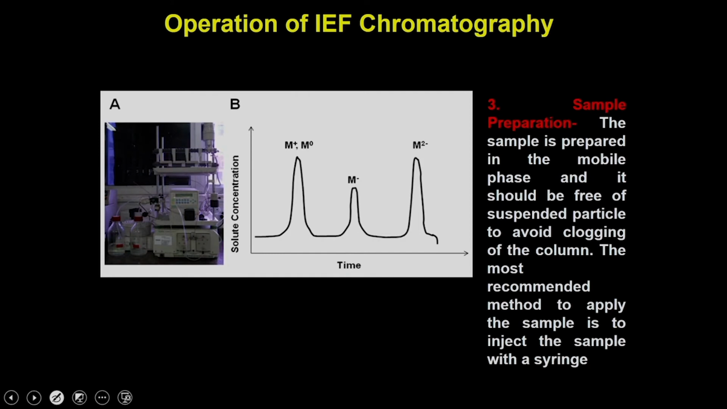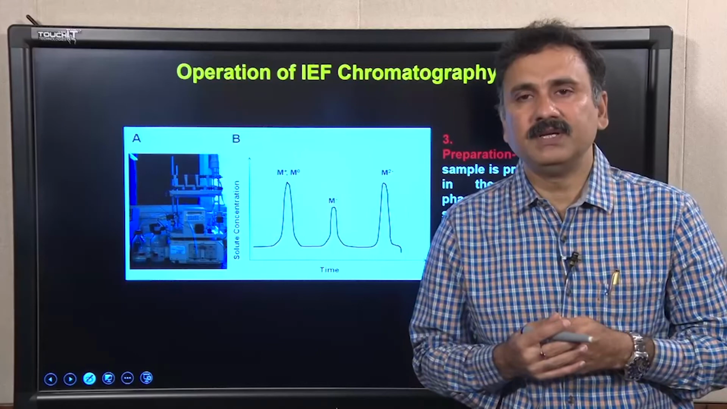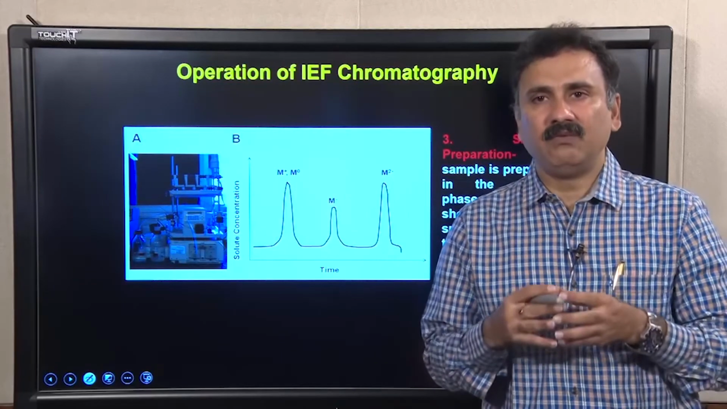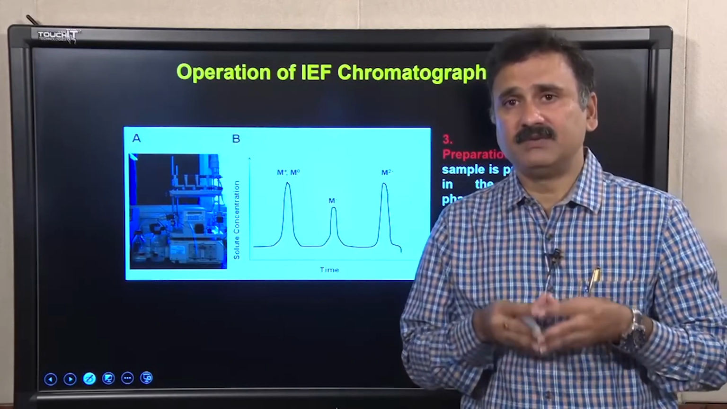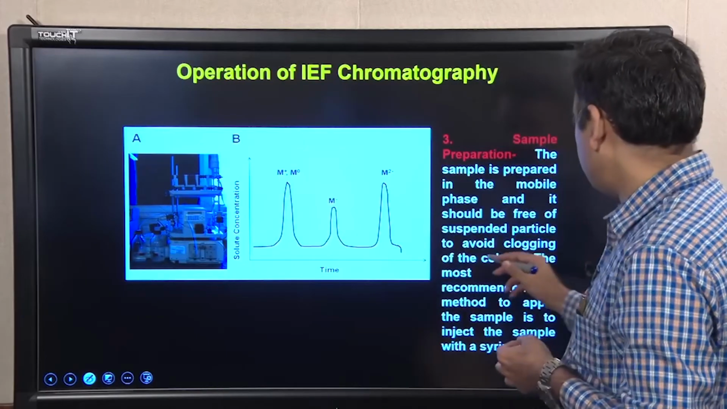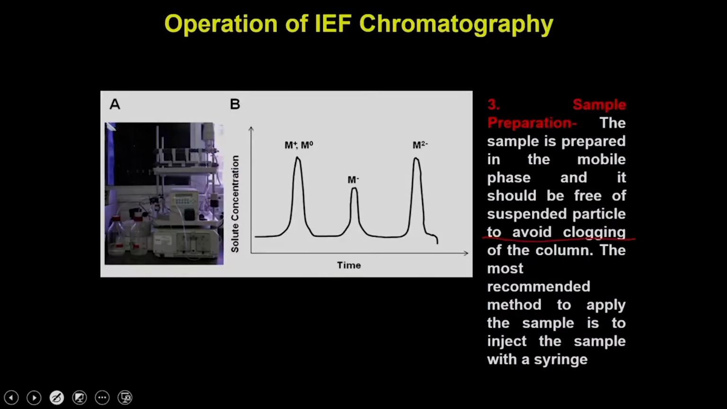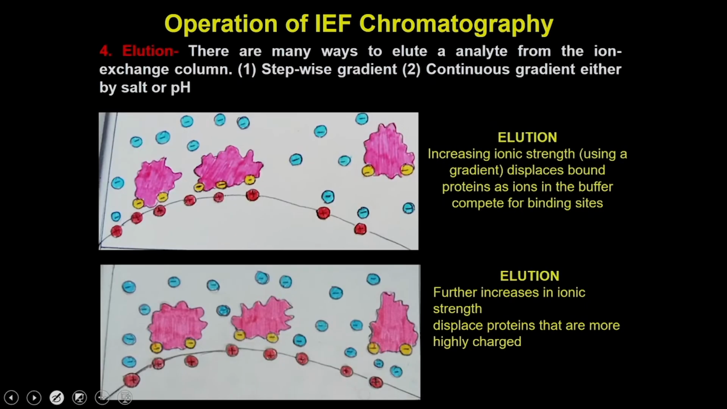Then you have to flow the sample, and the only precaution is that the sample should be free of suspended particles, which means it should not have suspended particles that clog the column, because that is going to reduce the flow rate, and then ultimately you are going to do the elution.